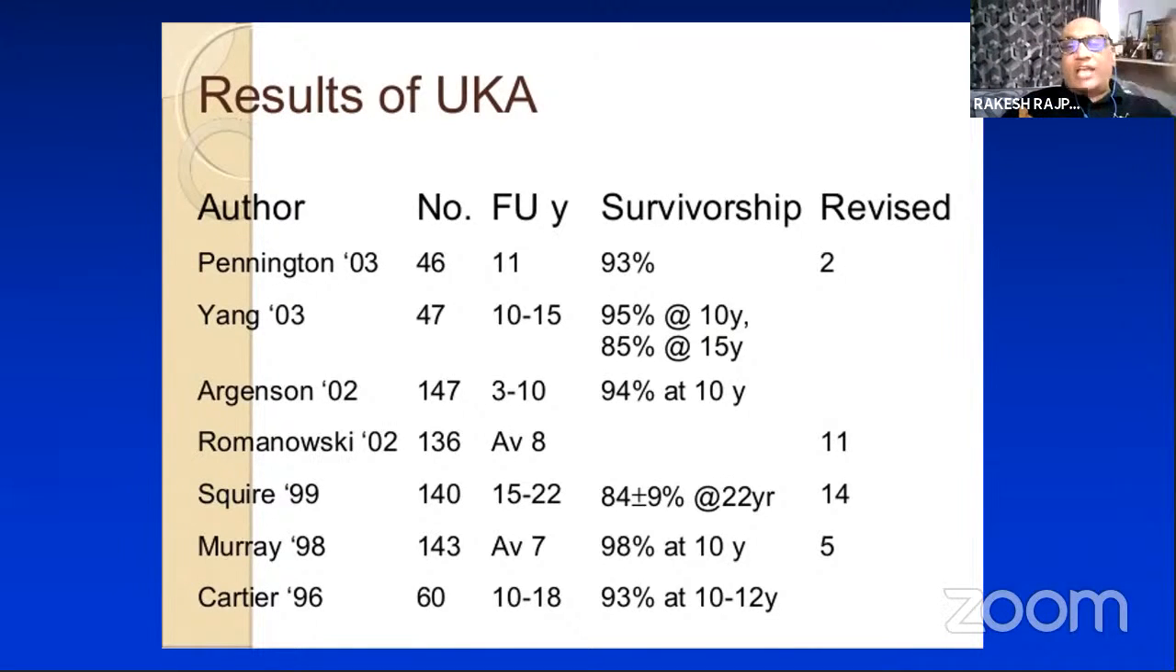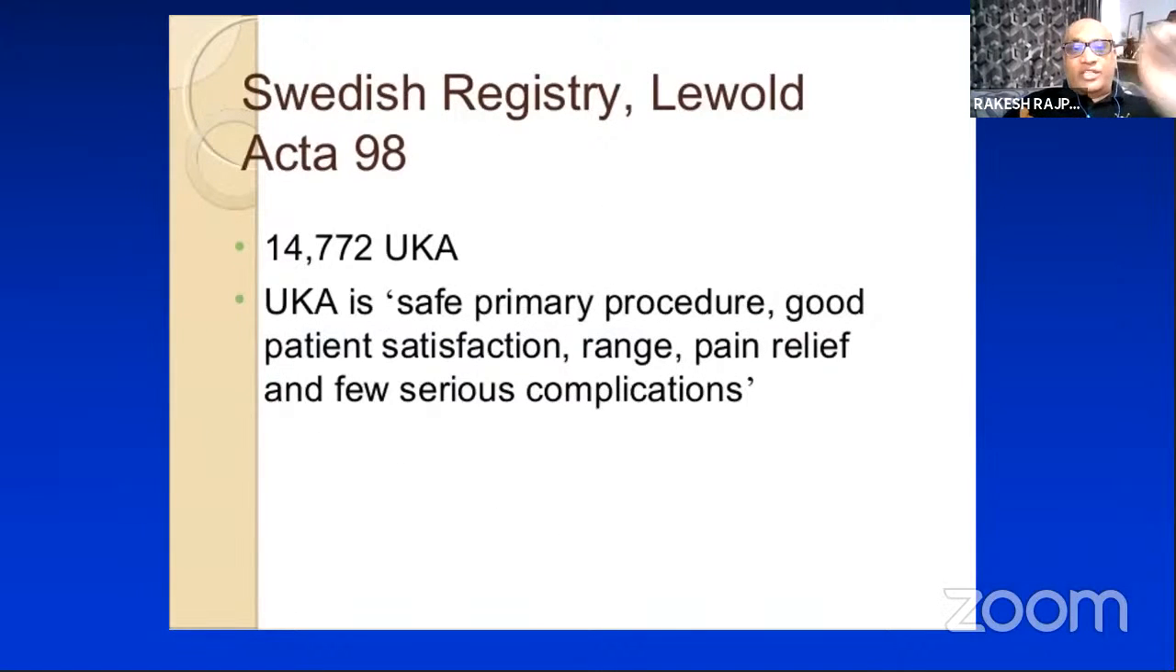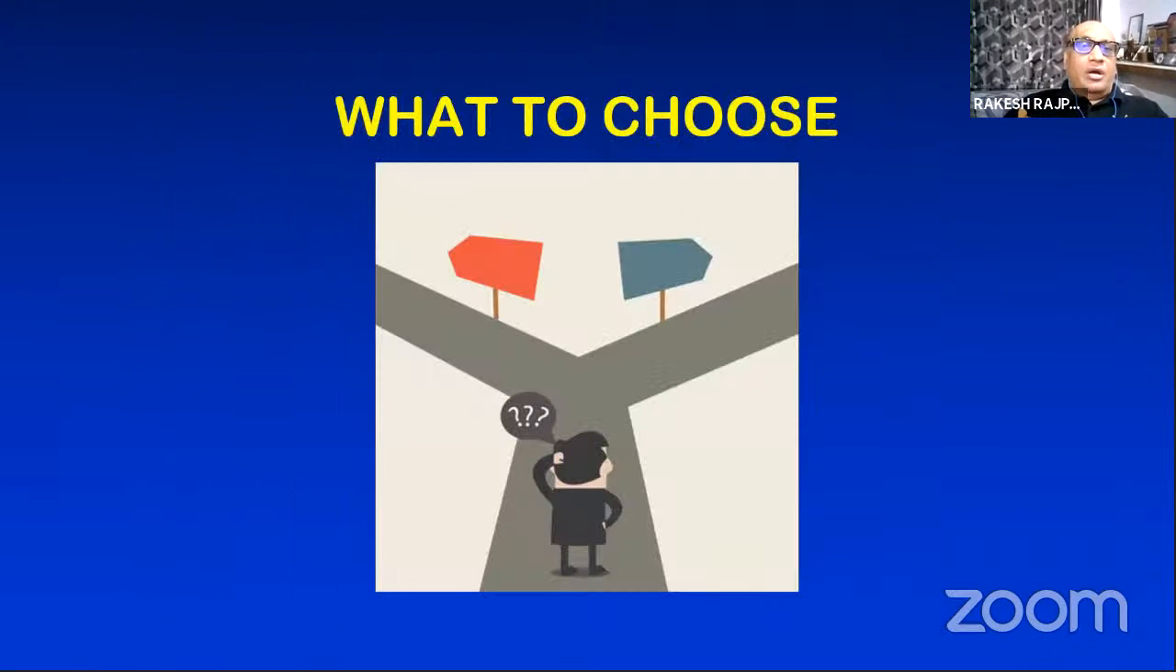It wasn't as good as Oxford, but then we are looking at 22-year results. If you look at 22-year results, 84%, I think it's pretty good. Overall, many people were doing it even in the '90s and getting it quite well, to such an extent that the Swedish registry, which I think we regard as our Bible, said that UKA is a safe procedure, with good patient satisfaction, good relief from pain, and very few serious complications. So way back in '98, it was being spoken about. However, we in India were never even thinking about UKR during those days.